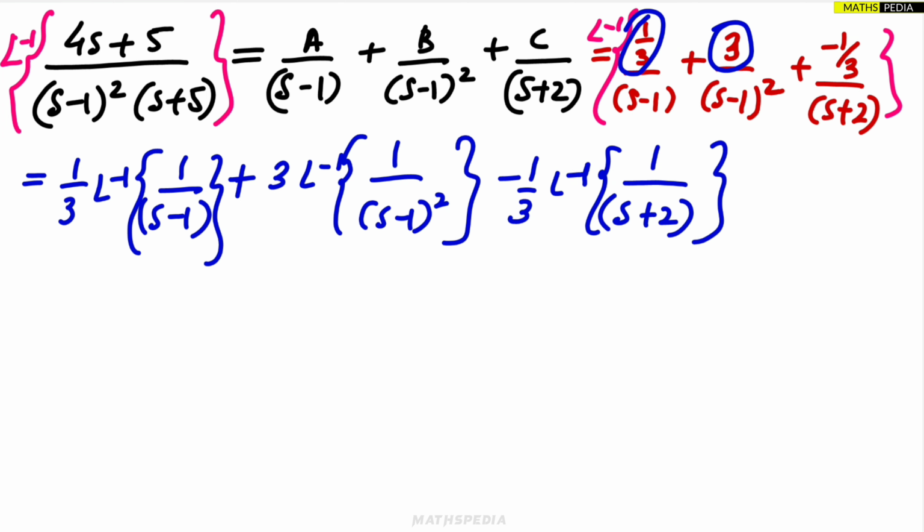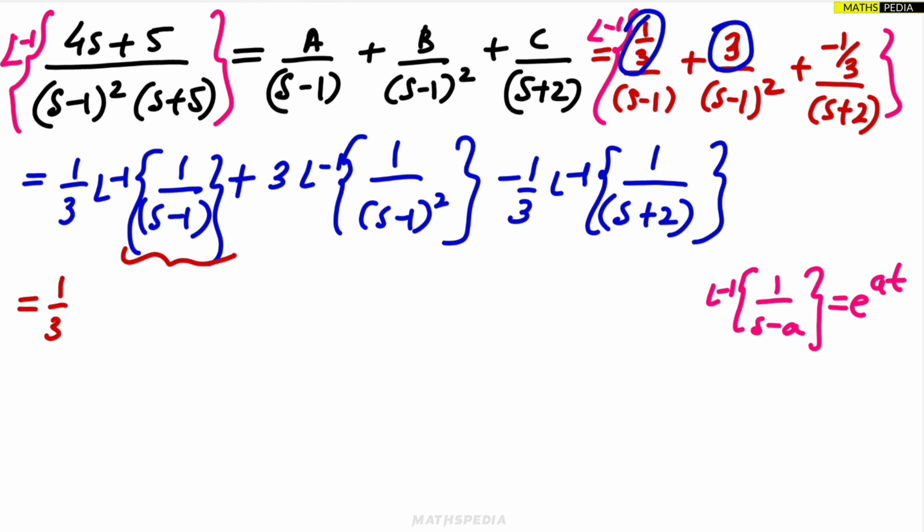Now which formula are we going to apply? This is of the form 1 by s minus a, and we have already studied the formula for that. What is the Laplace inverse of 1 by s minus a? It is e power at. We apply the same thing here. So it is equal to 1 by 3 times the Laplace inverse of this, where the a value is 1, so it will be e power 1t, or simply e power t, plus 3 into.